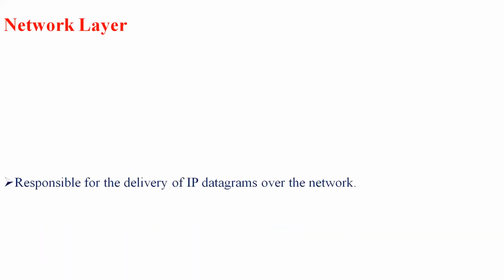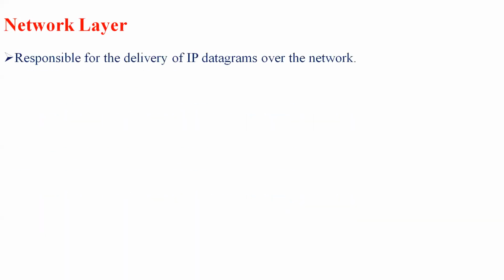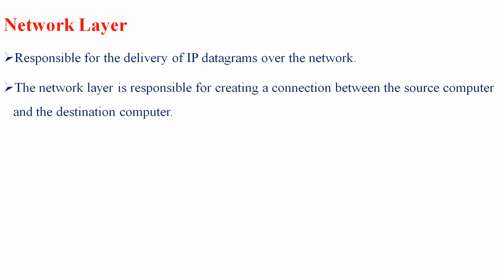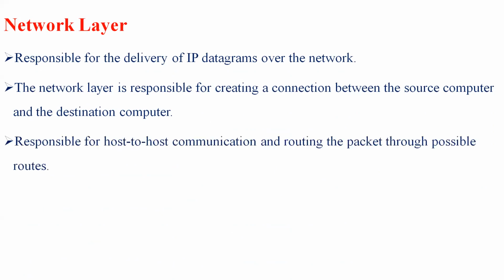Next, we have the network layer. This network layer is responsible for delivering internet protocol datagrams over the networks. It is responsible for creating connections between a source and destination. So by using this network layer, we can easily create connections between a source and destination. It is responsible for host to host communication and routing the packets through the possible routes.